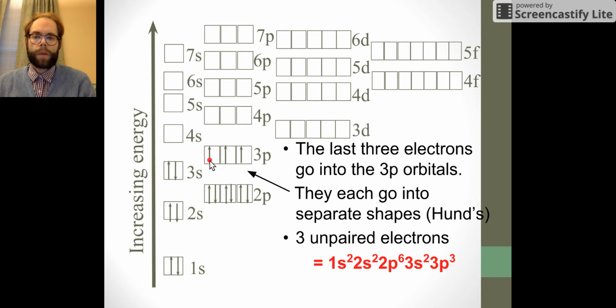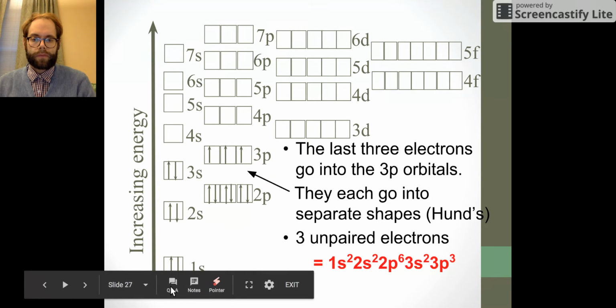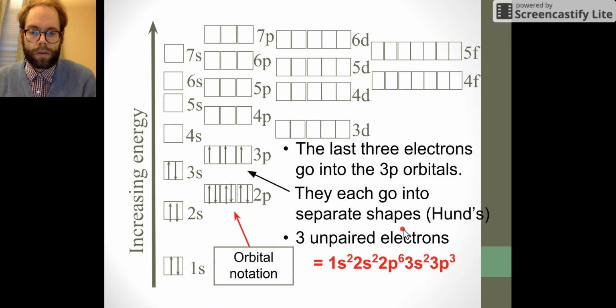Then we move up to the 3p level, where we have 1, 2, 3, 3p3. So it doesn't fill up all the 3p level, but it does fill up those 3, so we write 3 on top. So this is the orbital notation of it.